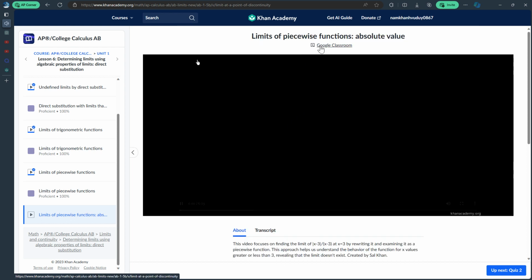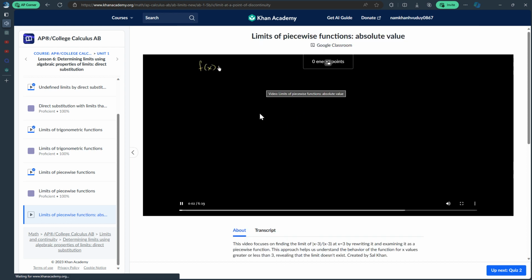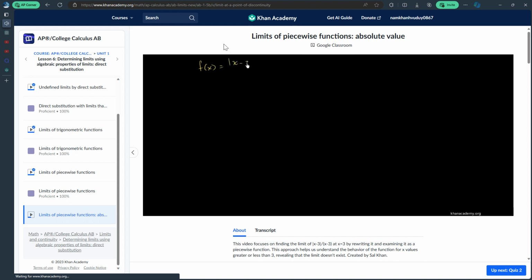Limits. Let's say that f of x is equal to the absolute value of x minus 3 over x minus 3. And what I'm curious about is the limit of f of x as x approaches 3. Just from an inspection, you can see that the function is not defined when x is equal to 3. You get 0 over 0, it's not defined.